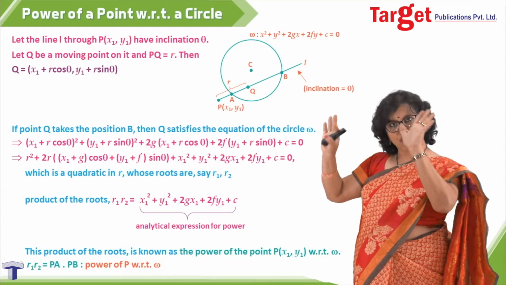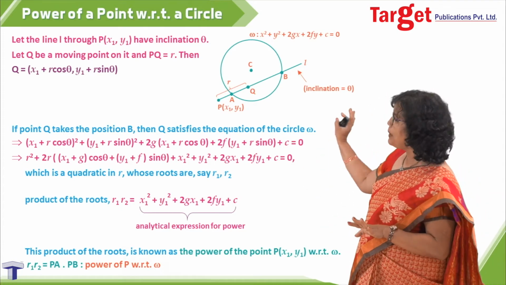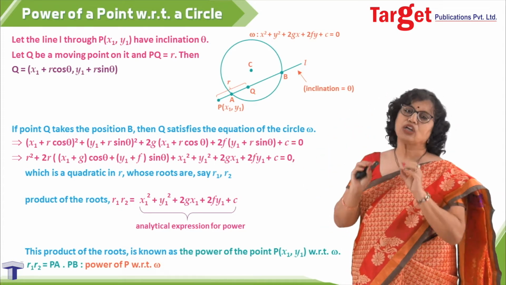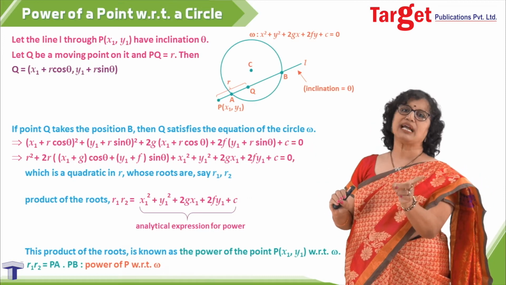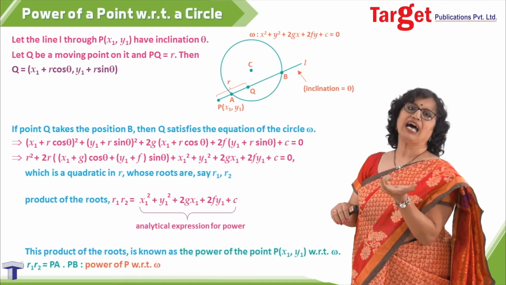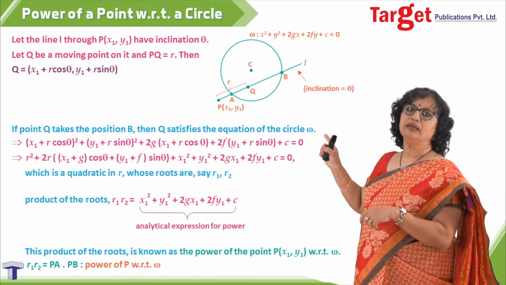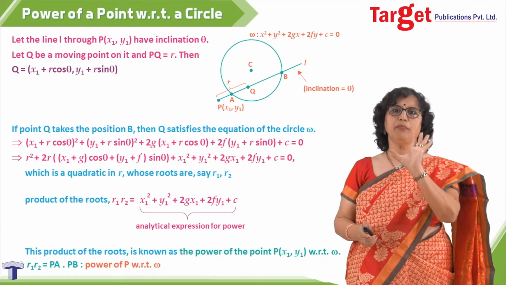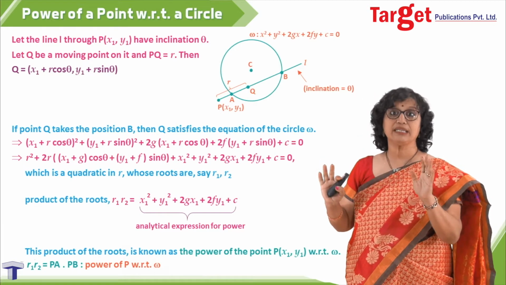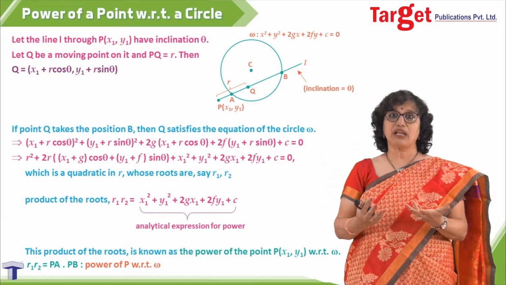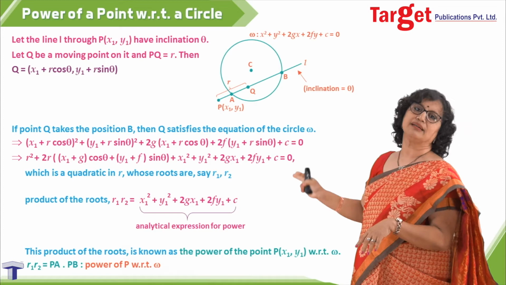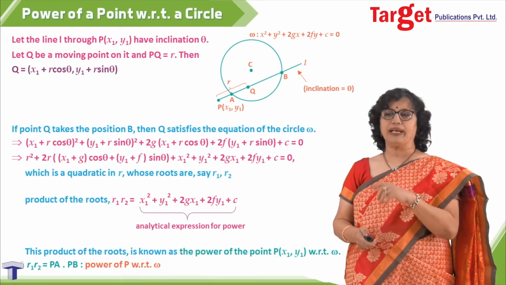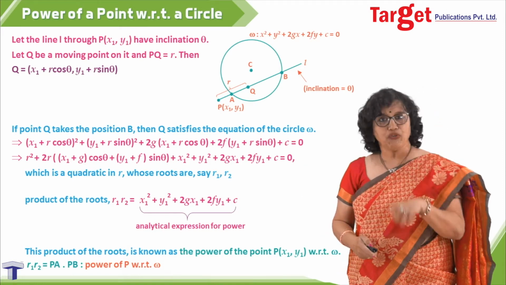Instead of saying all this story, I could have simply drawn the figure, and if I say Q is a moving point, if Q is at A, then R would be R1, and if Q is at B, then R would be R2, and the product R1 R2 is nothing but your power. I could have finished the topic like this, but then finally how do we evaluate R1 R2? To do that, this entire exercise was required. Okay, so let us move further from here.